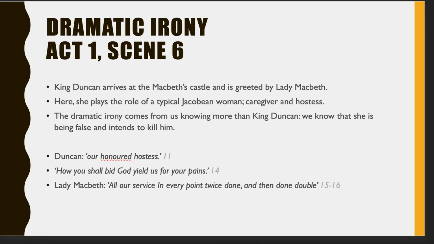So in this scene, although we know those things about her, the thing that she outwardly shows is her being a typical Jacobean woman, a perfect hostess, if you like, someone who cares and is loyal to the king and all those different ideas. And that dramatic irony arrives because we know what she's intending to do, but what she's showing King Duncan is something completely different. Of course it is. And that tension arises from that dramatic irony that we know what her intentions are, but Duncan does not know what they are.